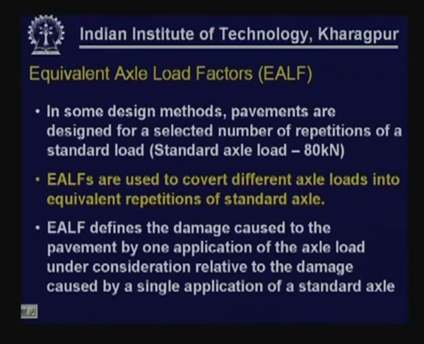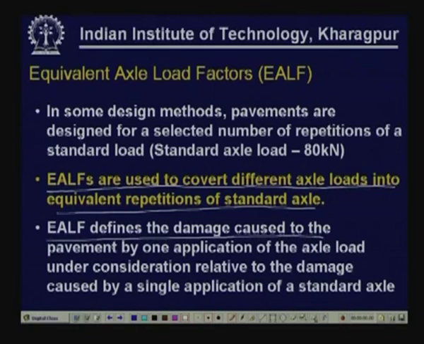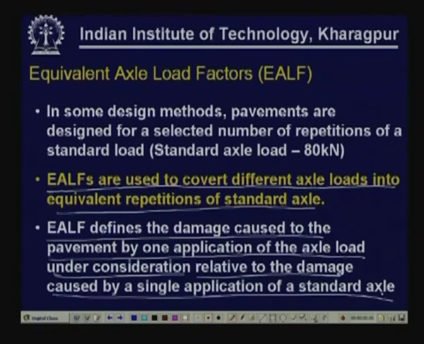In some design methods, pavements are designed for a selected number of repetitions, as we discussed earlier. The standard load that is considered is 80 kilonewton. Equivalent axle load factors are used to convert different axle loads into equivalent repetitions of standard axle. Equivalent axle load factor defines the damage caused to the pavement by one application of the axle load under consideration, 100 kilonewton or 120 kilonewton, relative to the damage caused by a single application of a standard axle, which is 80 kilonewton. So the damage caused to the pavement by different axle loads is compared and equivalent axle load factors are worked out.